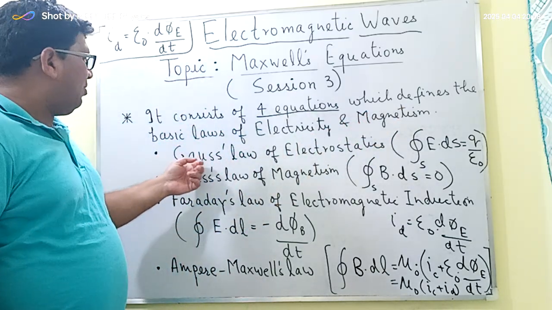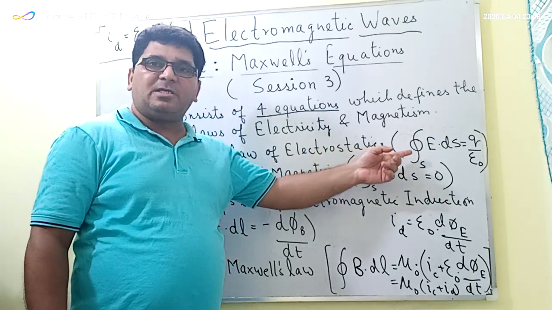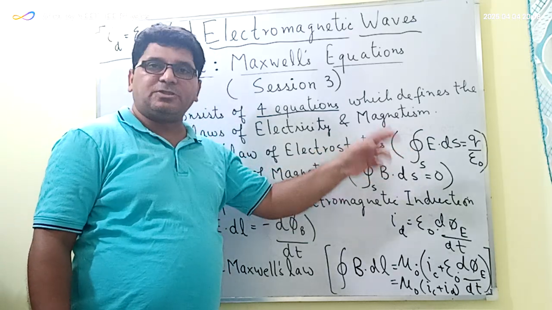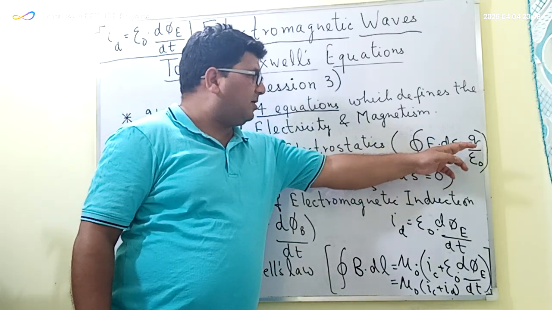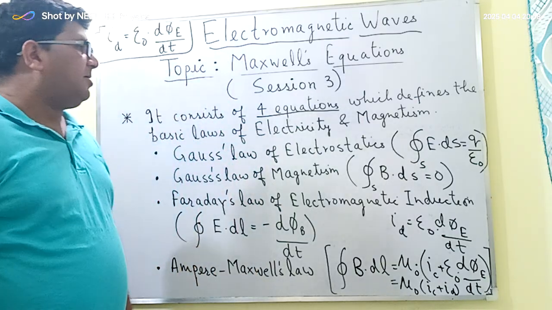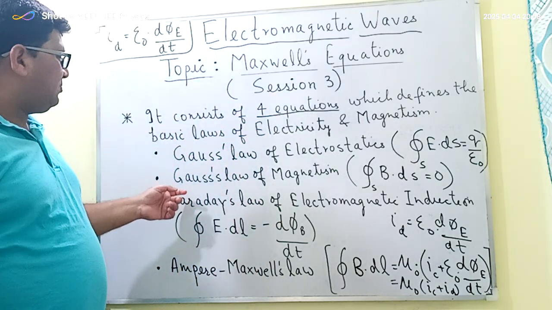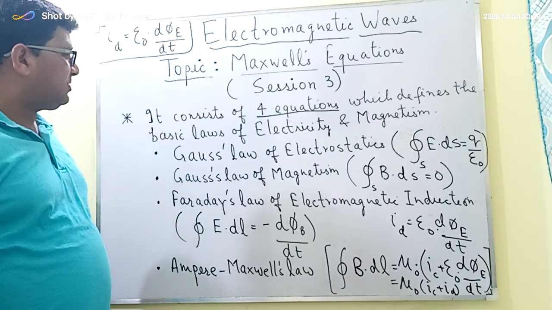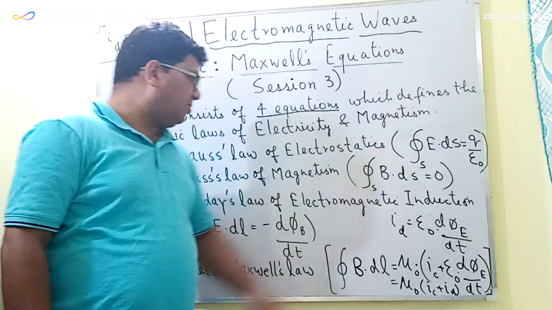The first equation is the Gauss law of electrostatics, which states that the total electric flux passing through a closed surface is equal to Q upon epsilon naught, where Q is the net charge enclosed by that surface. The second equation is the Gauss law of magnetism, which states that the net magnetic flux through a closed surface is always equal to 0.